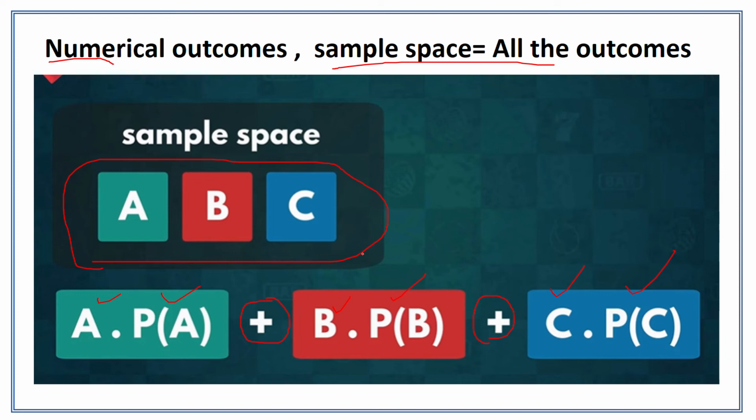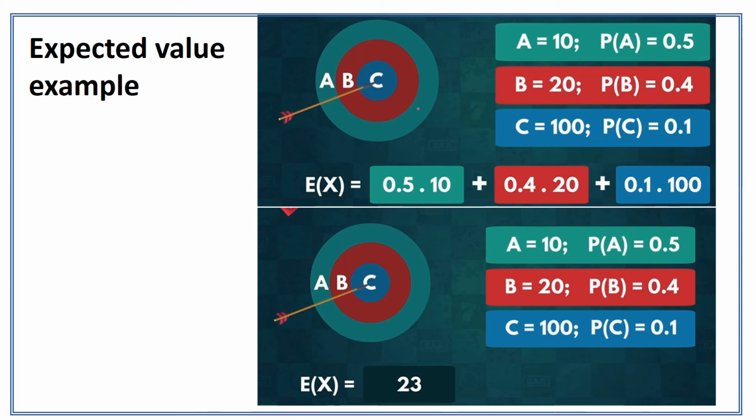Now we will see one example. Suppose this archery board is divided into 3 different rings: outer ring A, middle ring B, and the core ring, the last ring, C. If you are able to hit the arrow on C, you will obtain 100 points as a reward. If you hit B, you will obtain 20 points. And if you hit the outer one, of course the marks will be lowest, it is 10. The probability of hitting the outer ring is 50%, it is 0.5. The middle one is 40%. And the core one, which is the most difficult, is only 10%, 0.1.